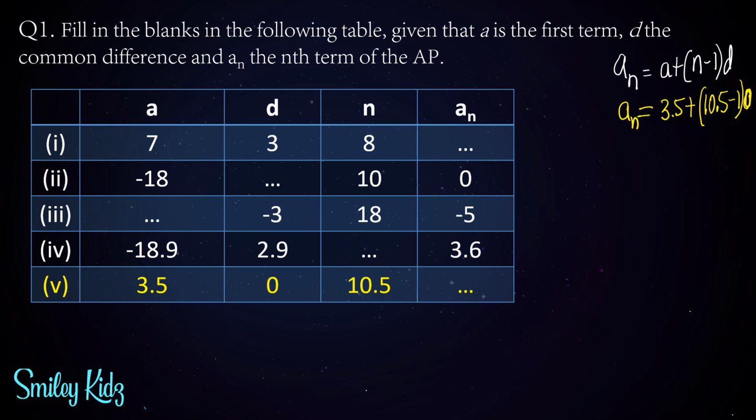Now, this turns out to be an is equal to 3.5. Why? That is because here this entire term has been multiplied with 0. And the value turns out to be 0 itself, isn't it? So it's going to be 3.5 plus 0, which is nothing but 3.5. So now what is the value of an over here? Value of an is 3.5.